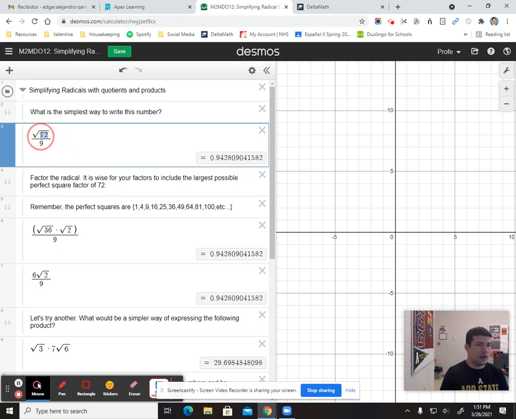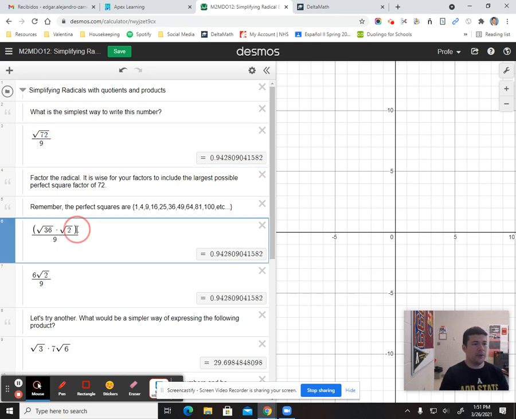To simplify a radical expression, you want to factor that radical in a way that one of the factors is a perfect square. For example, the square root of 72 can be the square root of 72 times 1, or the square root of 9 times the square root of 8. What we want to try to do is find the largest perfect square, though. So the largest perfect square that will fit into the square root of 72 is the square root of 36. So we're going to break it up into root 36 times root 2.